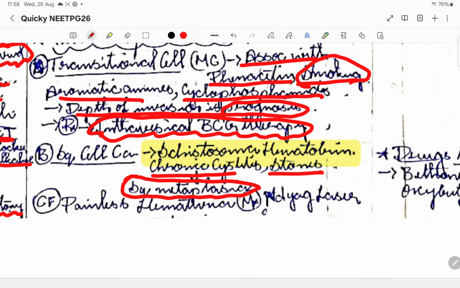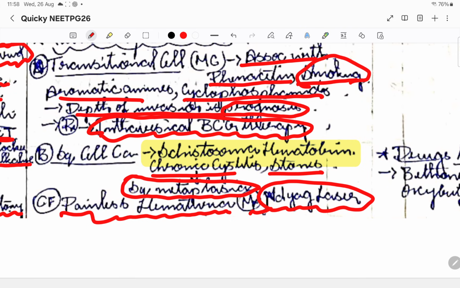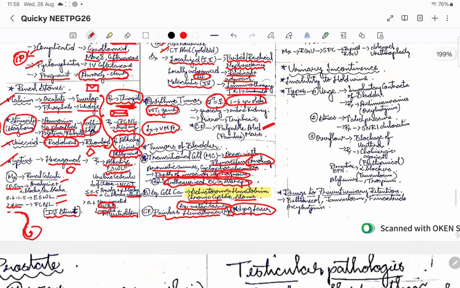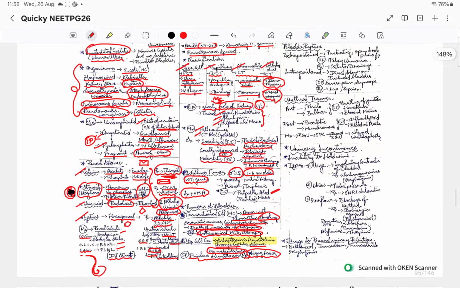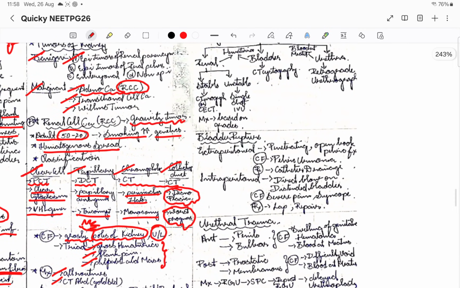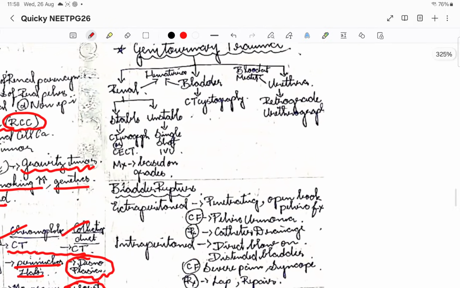The clinical feature will be painless hematuria. For management, Nd:YAG laser is what we use. So there it was intravesical BCG therapy, here it is the Nd:YAG laser that we use to manage squamous cell carcinoma. Now coming to one of the important topics, that is genitourinary trauma.